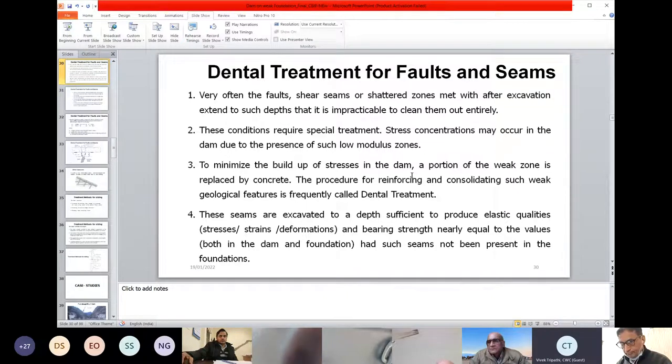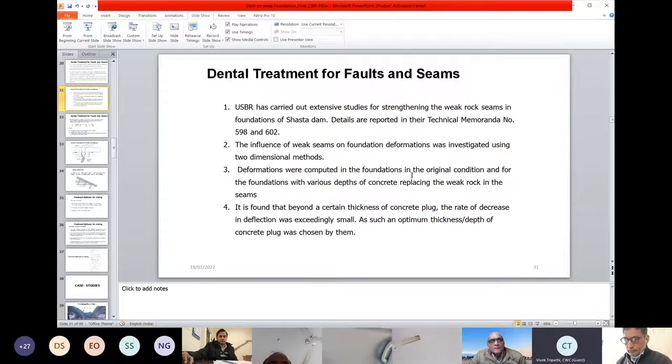Then again, to minimize the buildup of the stresses in the dam, a portion of weak zone is replaced by the concrete. This procedure of reinforcing and consolidating such weak geological features is called dental treatment. So in the USBR literature regarding this dental treatment, the foundation of the Shasta Dam was treated by this dental treatment. These details are available in technical memoranda 598 and 602. You may refer to these memoranda.